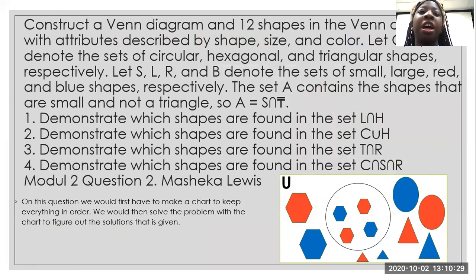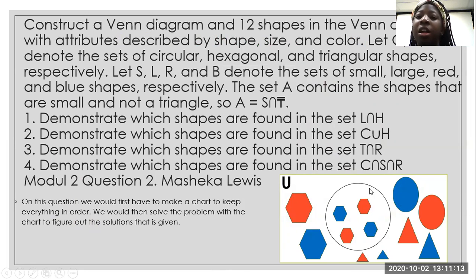Okay, this says to construct a Venn diagram with 12 shapes in the Venn diagram. Then it gives us a chart of what goes into it. So we have C, H, and T, and it said let C, H, and T be circle, hexagonal, and triangle. And then we have S, L, R, B, and we will let S, L, R, B be small, large, red, and blue. So the first thing we need to do to solve this problem is to construct a cheat sheet for this, so we know that C will be circle, H will be hexagonal, T will be triangle, and so forth.